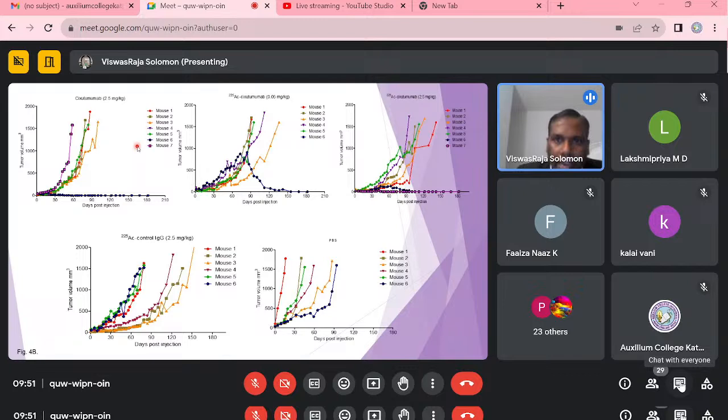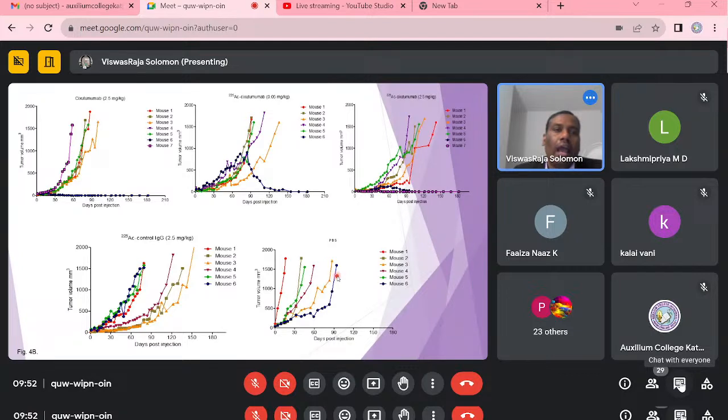Again, we chose 2 different specific activities of the actinium-labeled tracer. For this tracer, we injected a 0.5 milligram per kilogram dose. For another group, we injected a 2.5 milligram per kilogram dose. Again, we took a control tracer and one PBS-treated group, just PBS, no radioactivity or any active substance.